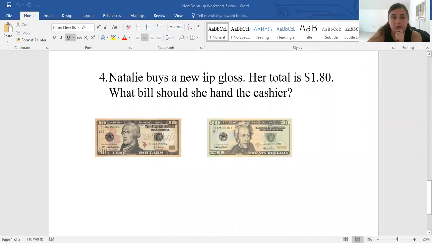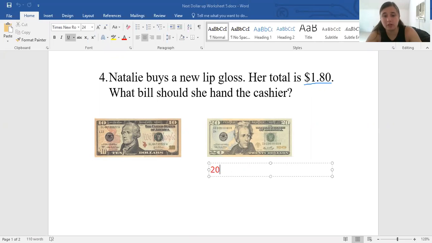All right, last one. This is a shorter lesson today. Natalie buys her new lip gloss. Her total is $1.80. Great deal. What bill should she hand the cashier? So another thing that we want to think about is we don't want to be handing the cashier really large bills to cover things that are really small. So I'm going to show out the math longhand here.